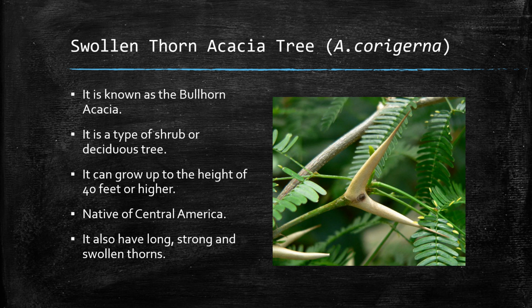The thorns, as you can see in this picture, are grouped in pairs at the base of the leaves and are connected at the base and pointed in opposite directions, which look like the horns of a bull.